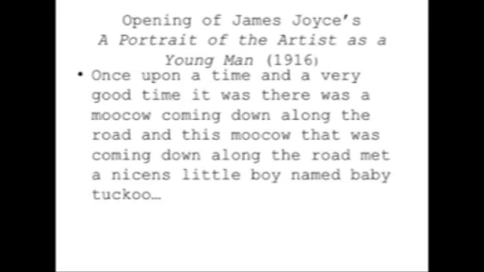"Once upon a time, and a very good time it was, there was a moo cow coming down along the road, and this moo cow that was coming down along the road met a nicens little boy named Baby Tuckoo." That opening, in which a child apparently hears a child's story in his own childish language, is clearly a lot more complex, and it explodes much of the previous decorum of narration, and puts an awareness of narrative strategy and form onto the agenda right away.